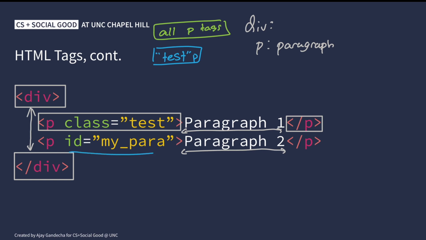And then you can also add ID, and ID is different than class because class is used often to group together or classify many elements together. However, ID is really reserved for only one element, meaning that every element should have a unique ID. You shouldn't be using the same ID for many elements. You only should be using an ID for one element. So for example, if my underscore para is an ID for this particular paragraph, it should really only be reserved for that one paragraph.